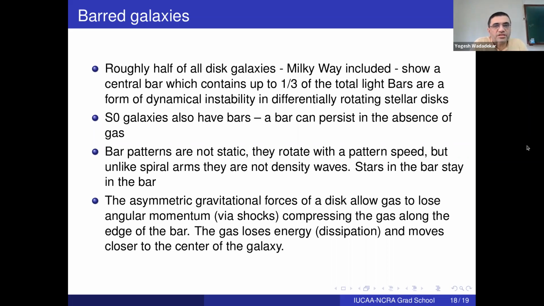The asymmetric gravitational forces of a disk allow gas to lose angular momentum, compressing the gas along the edge of the bar. Then this gas loses energy through dissipation and moves closer to the center of the galaxy. So we believe that in most bars, the bar acts as a funnel for gas to flow towards the center of the galaxy. You can often have galaxies where, because of the presence of the bar, there is enhanced star formation at the center, because a lot of gas is getting funneled from the outer regions of the galaxy through the bar into the central region where star formation happens.